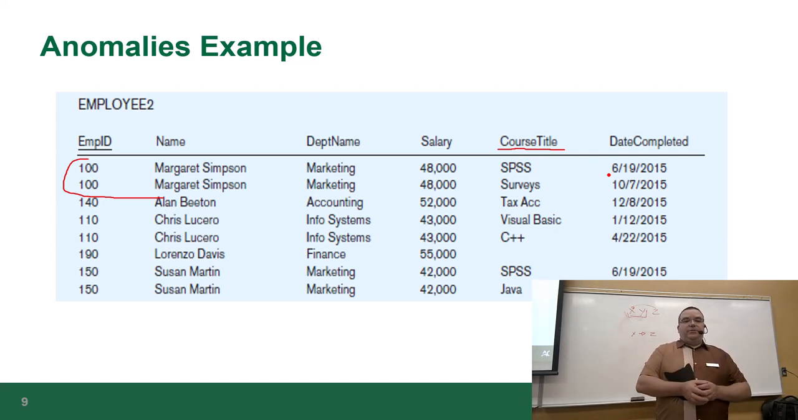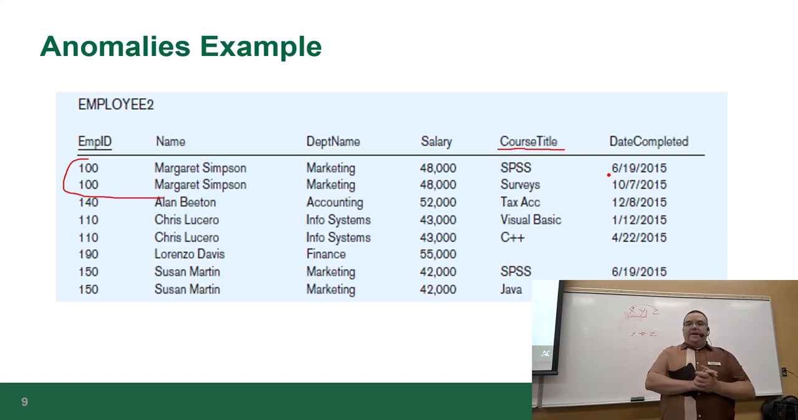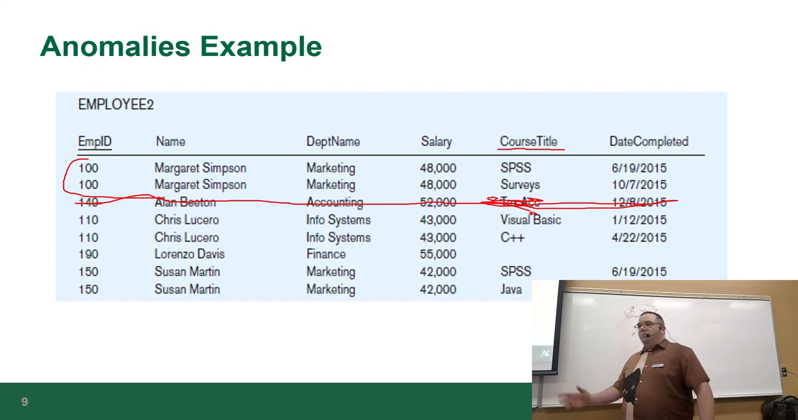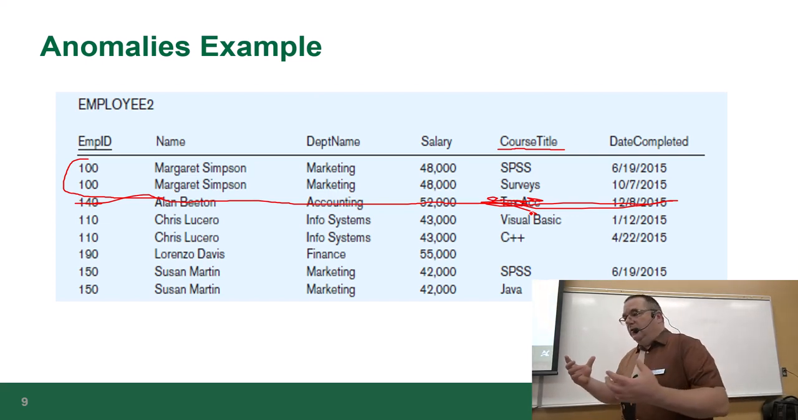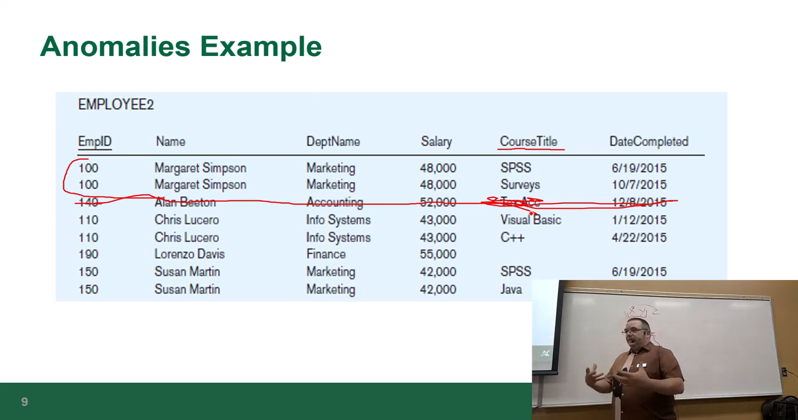Now, a deletion anomaly would be: Alan Beaton gets fired because he was cooking the books. He was being a bad accountant, and he gets fired. Suddenly, what happens? We lose the fact that the tax accounting course ever existed. If we nuke Alan Beaton right here, he goes away, and we lose the fact that tax accounting ever existed. We never know if anybody ever took that course. We don't even know it was a course that was available. That's a deletion anomaly. When you delete a row of data, you lose other data that might not be related directly to whatever it is you're deleting. That is the point of normalization: to avoid those three situations.